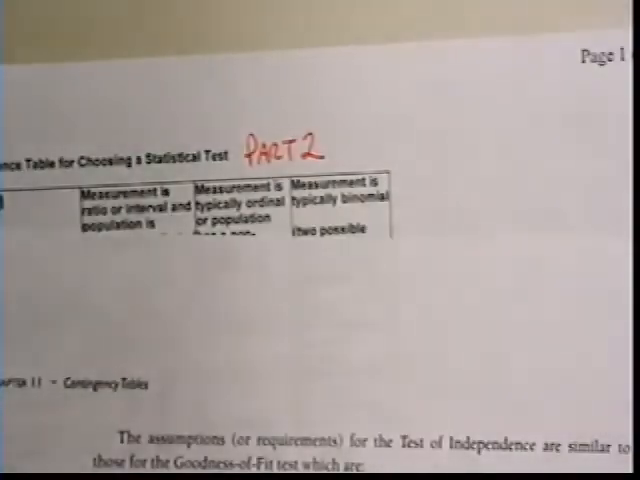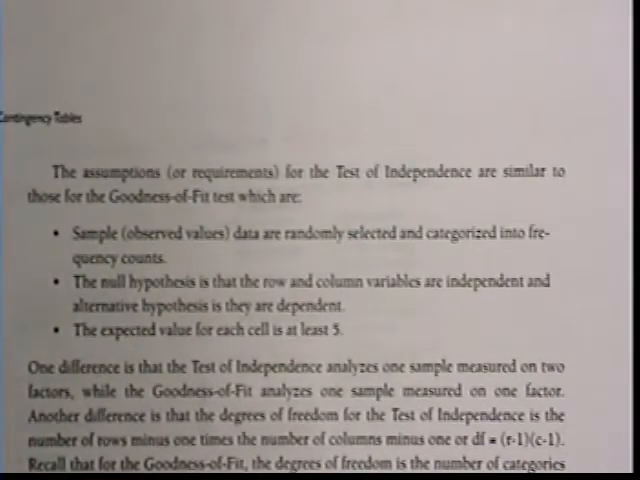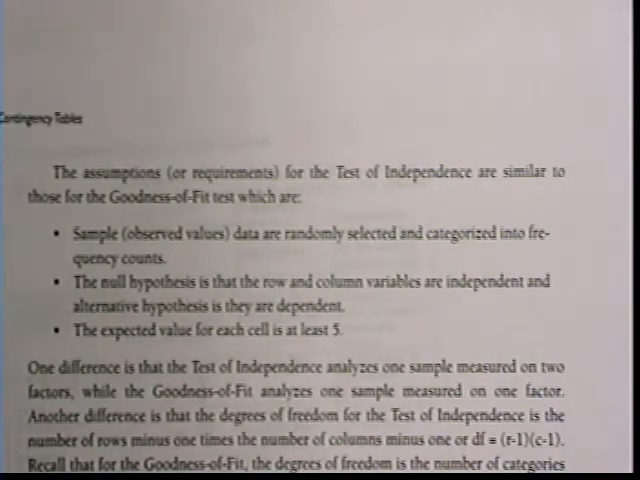First, the assumptions of the chi-square test. And there are a variety of these that we'll be dealing with. The assumptions are given to us here. The sample or the observed values are randomly selected and they're categorized into frequency counts. Now, I do want to make a point here.